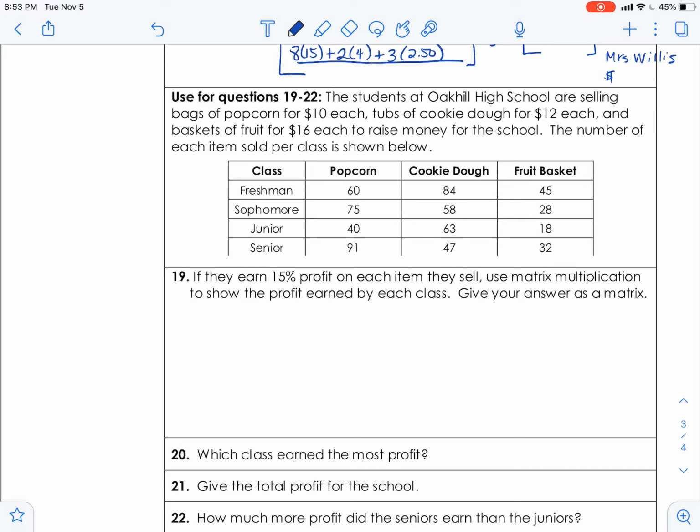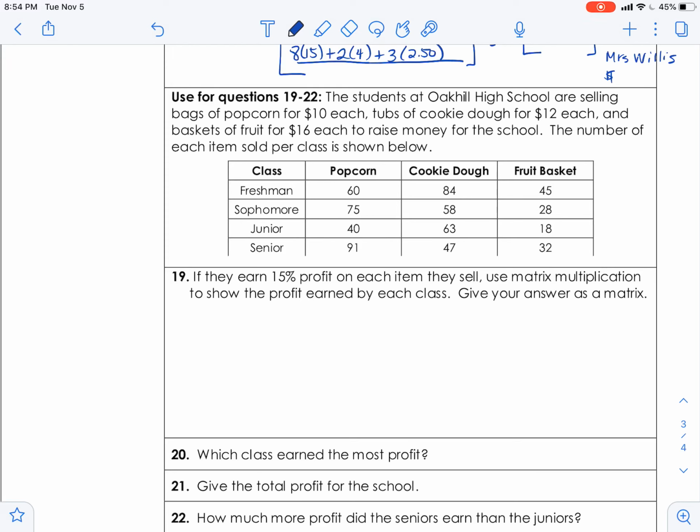So it says if they earn 15% profit on each item they sell, use a matrix multiplication to show the profit earned by each class. So they're going to make a 15% profit. If they're selling their bags of popcorn for $10 each, but they're only making 15% of that. Now there are several ways you can do this, but it might be easier to just think, out of the $10, how much money are they making?